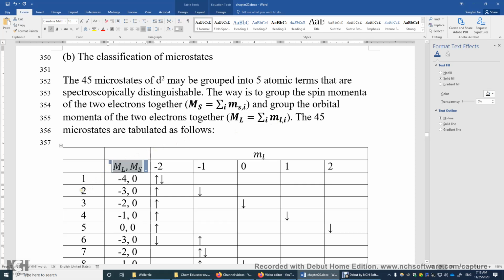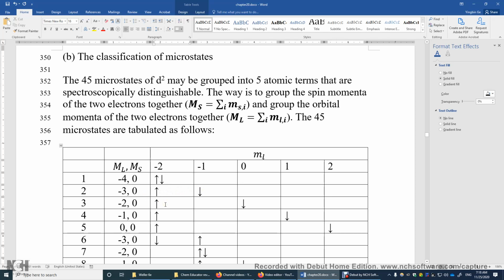Now let's look at the second microstate. This time, still, I'm going to have one alpha electron, one beta electron. This alpha electron is in this -2 orbital. This electron now is in the -1 orbital. So the sum is -2 plus -1. It's -3. What about the spin? 1 alpha, 1 beta, positive 1/2 h bar, negative 1/2 h bar. The sum is just 0.